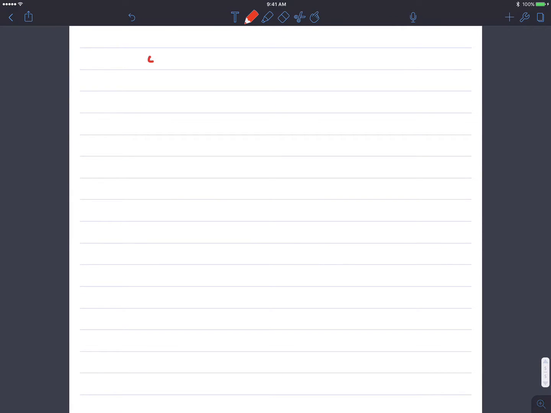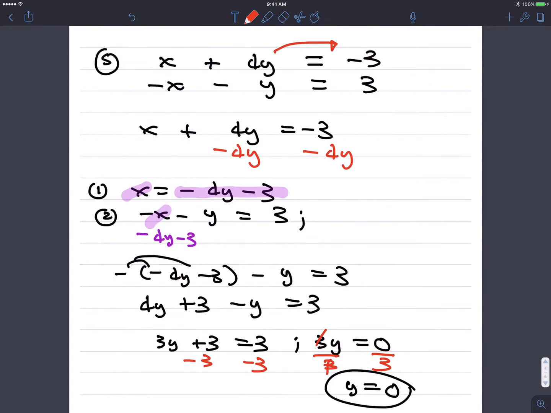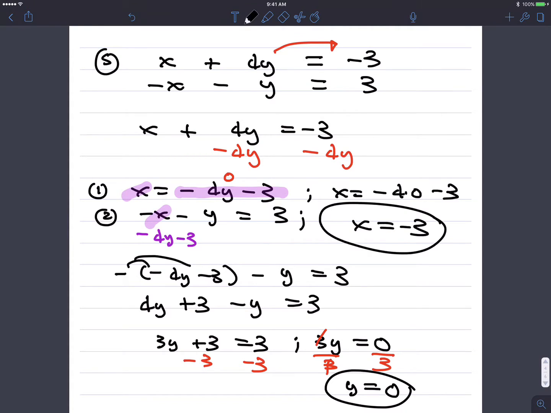We're going to use back substitution. y is 0 here. So let's go back. If y is 0, I'm going to plug this into this new first equation, because this gives me x equal to negative 4 times 0 minus 3, or simply x is negative 3, because negative 4 times 0 is 0. This portion here is really gone. So x is negative 3. This is what we get when we use back substitution. Our solution is negative 3, 0.